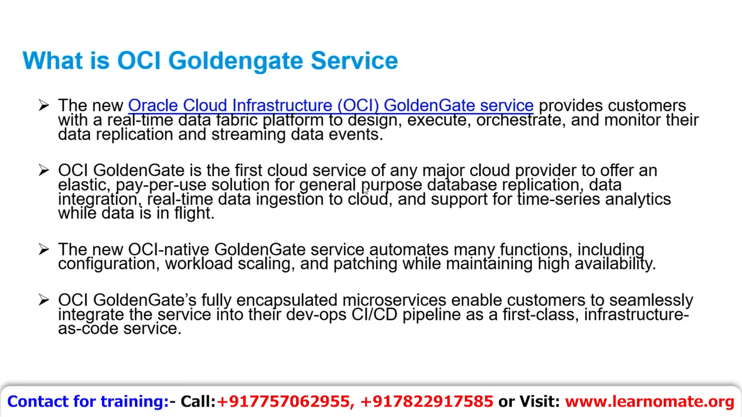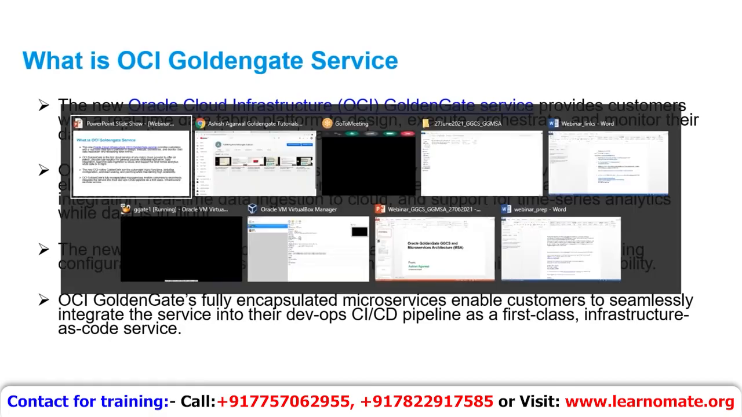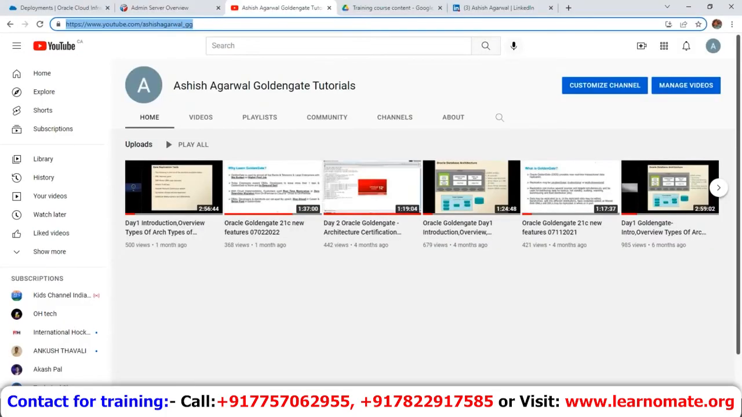The thing is, this OCI GoldenGate cloud service uses microservices architecture. There are two types of architecture in GoldenGate, microservices and classic. If you're not aware, just for your information, I'll be discussing it as and when we move through the session. So Oracle GoldenGate Cloud Service uses the microservices architecture. Let me walk you through how we use this cloud service.